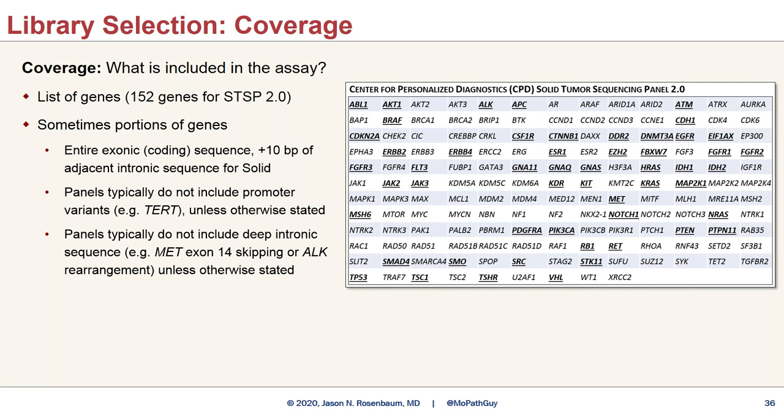Typically, panels do not include non-coding variants like promoter variants, unless it's otherwise stated. Now, many modern panels do go after TERT promoter mutations in particular, but they will say so in their methodology or on their website or however they're describing their assay. Typically, panels do not include deep intronic sequence that you would need to sequence in order to capture every kind of exon skipping mutation or rearrangement, chromosomal rearrangements, for example, unless it's stated otherwise.